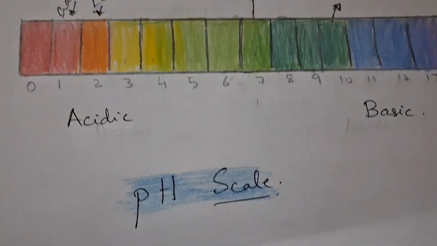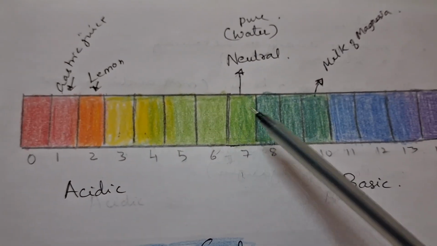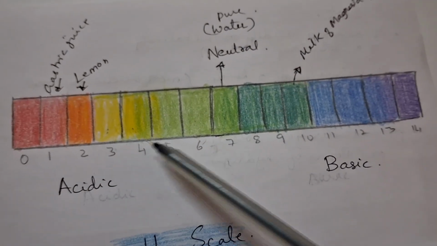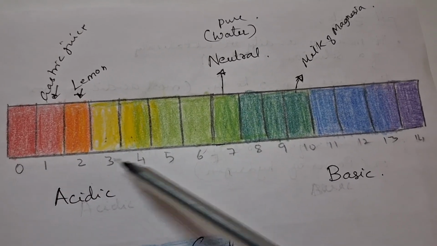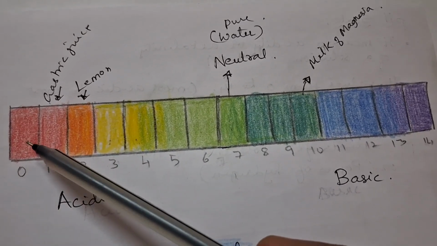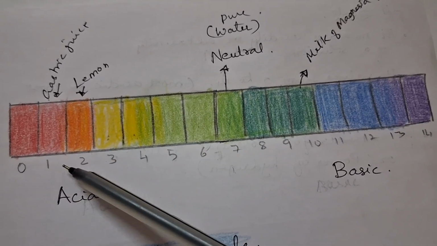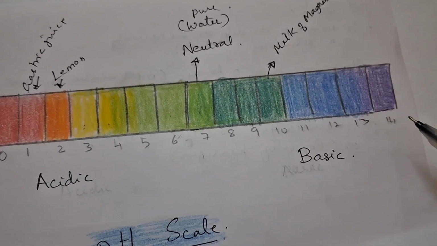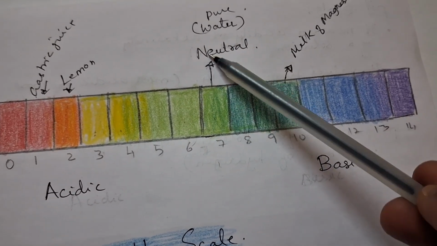Next we go for the pH scale. So what is the pH scale? It is a strip of paper which has colors, and the numbers are indicated. This is totally dark red and the shades get reduced as you come to the numbers 0, 1, 2, 3 till 14. The 7 here is the neutral part.